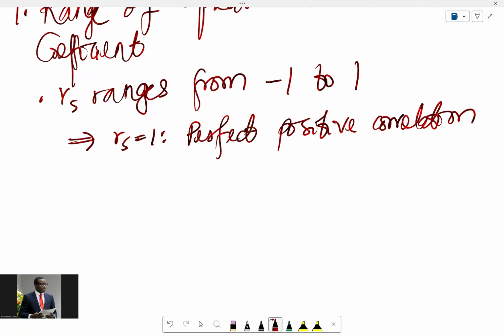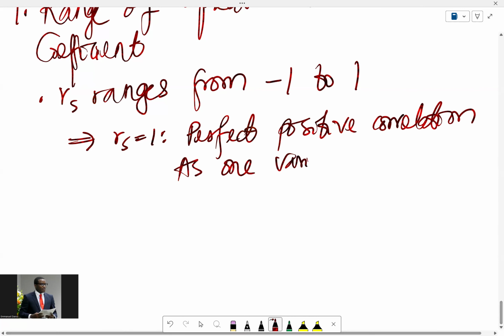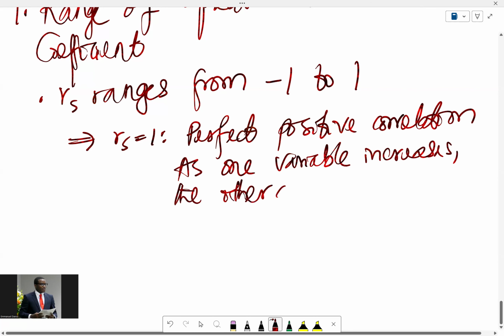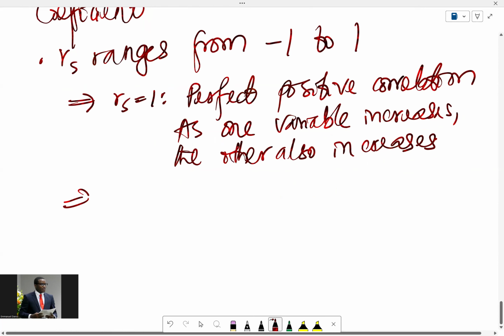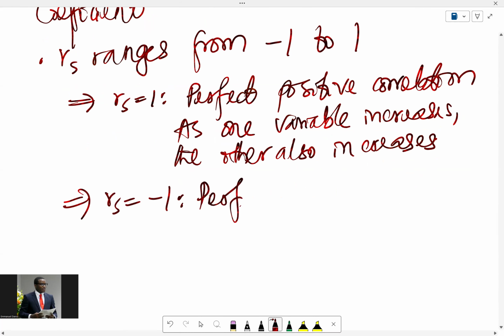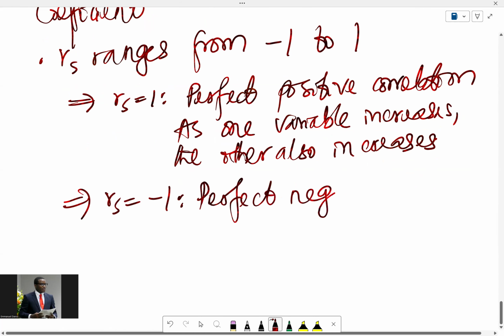That is, as one variable increases, the other also increases. Then we have rs equals -1. That's perfect negative correlation.